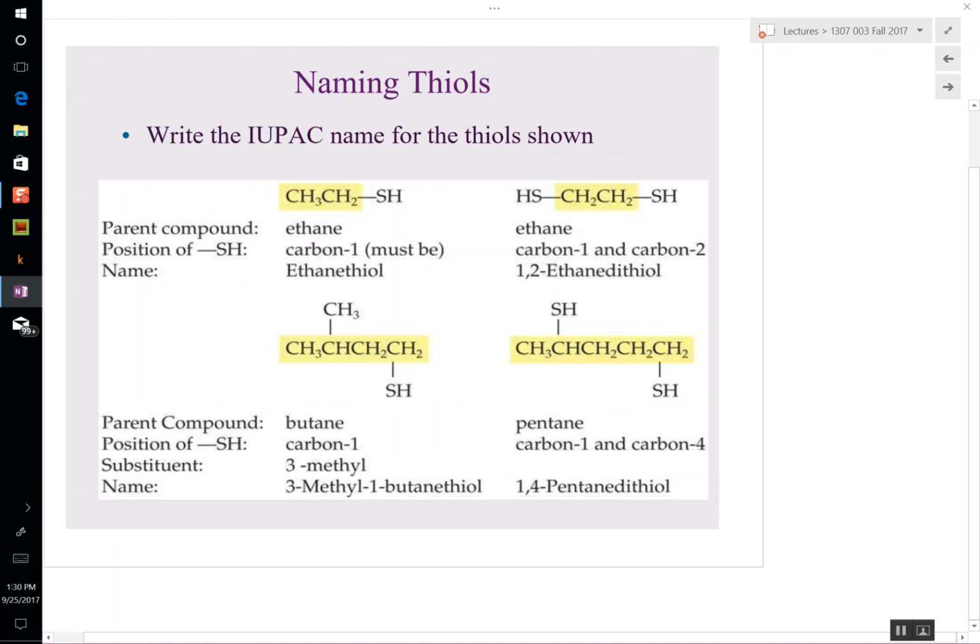Don't worry about too much naming. Okay, there's ethane thiol, 1,2-ethane dithiol. Don't worry about too many. But if it is a multiple choice, which of the following is a thiol functionality? You should be able to pick that out. What are we talking about? We're talking about a sulfur functional organic molecule.